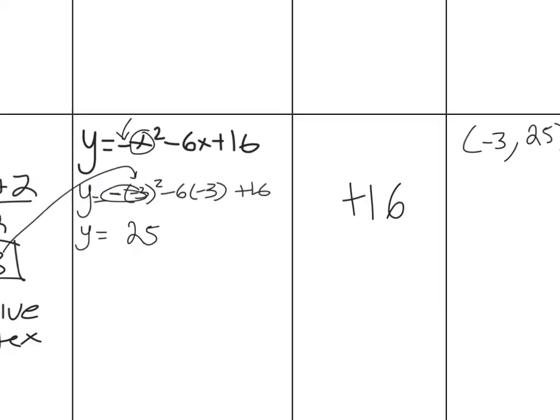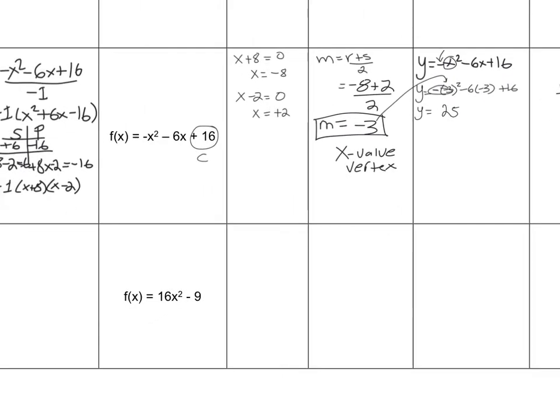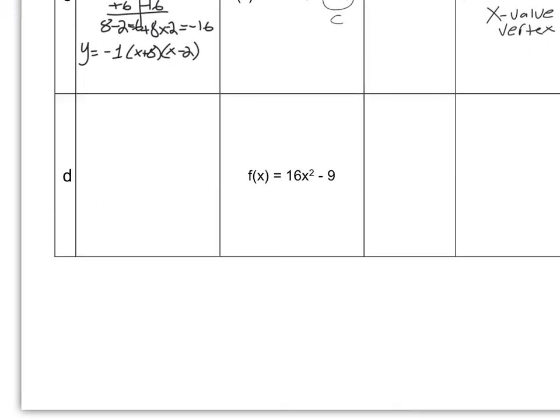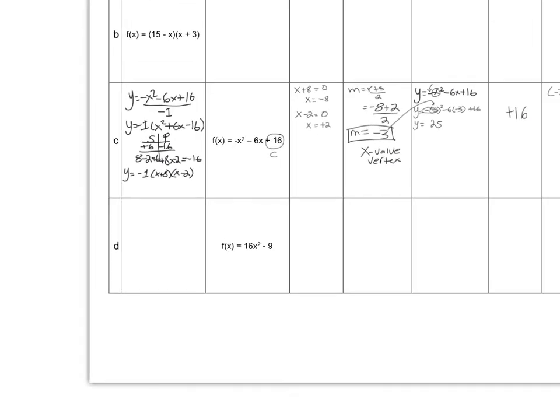The last example that I've given you is 16x squared minus 9. I'd like you to try this one on your own to fill in these columns. So you'd have to first factor it and then fill in the rest. Make sure that you check the note which is posted online. Check the filled in version to ensure that your answers are correct.